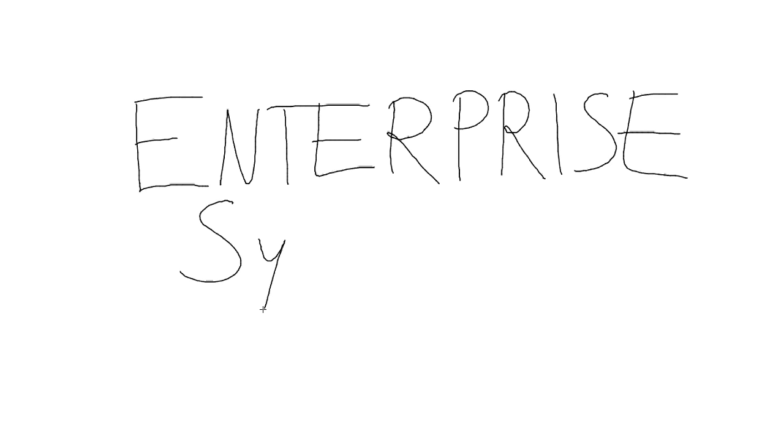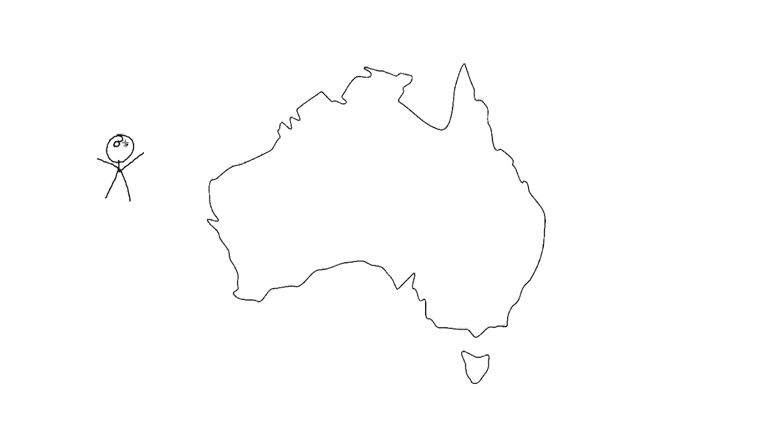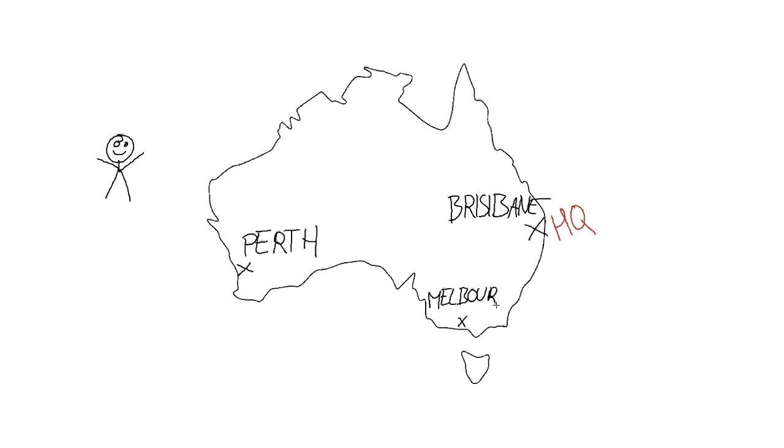Hi. Today I'm going to tell you about enterprise systems. Let's start off with an example. Meet Gorp. He has a company called Gorp Corp with the headquarters in Brisbane, Australia and other shops in Perth and Melbourne. His company distributes peanuts and raisins nationwide.